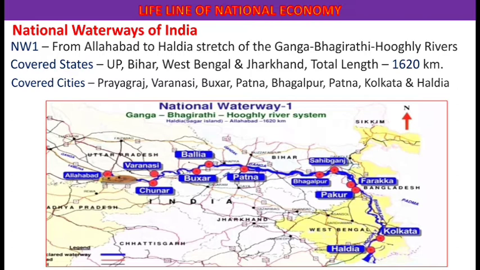The total length of this waterway is 1,620 km. It passes through 4 states: Uttar Pradesh, Bihar, Jharkhand and West Bengal, with some major cities like Prayagraj, Varanasi, Buxar, Patna, Bhagalpur, and Kolkata to Haldia. It is the longest waterway of India.